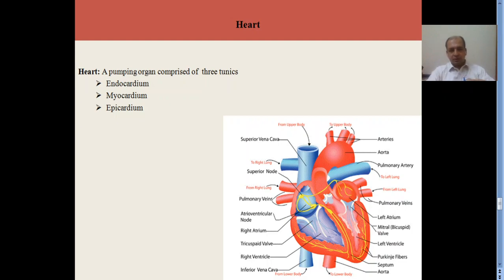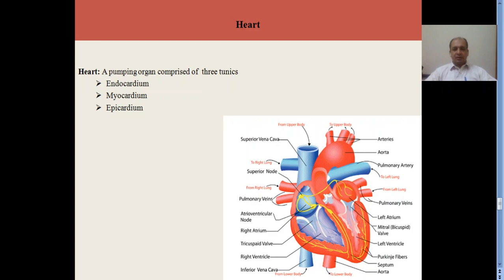Hi dear students, today we are going to start the lecture about the heart. The heart is basically a muscular organ that supplies blood to the whole body. Blood circulates in the body through the pumping action of the heart. A little bit we are going towards the anatomical features and the functional point of view, that is, how the blood is circulated to all parts of the body through the heart.